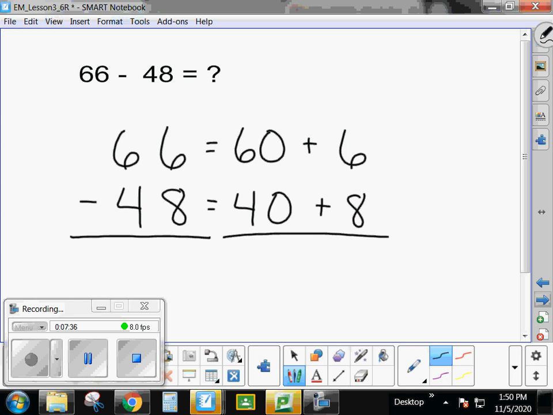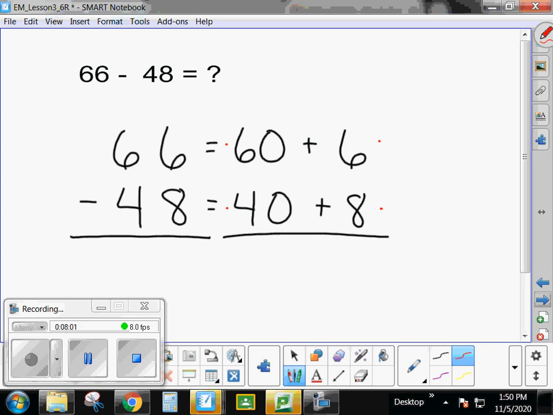Okay, so you wrote it in expanded form. What's the next part to this strategy? It's called expand and trade. So we're going to get all of our trading done before we start subtracting. We need to make sure that that top number is bigger in each place value. So 60 is more than 40. We're good to go. Is 6 more than 8? No, it's not. We need to trade, okay?